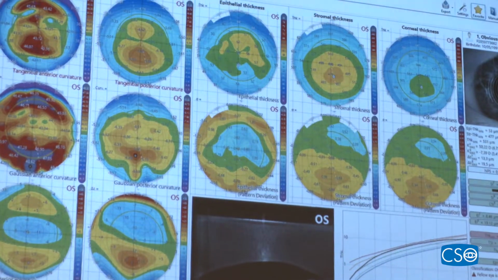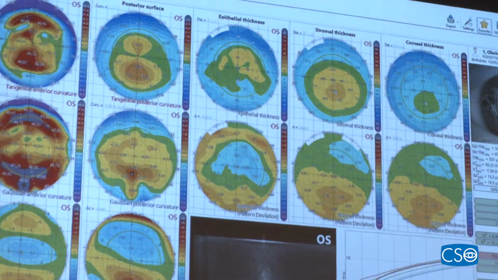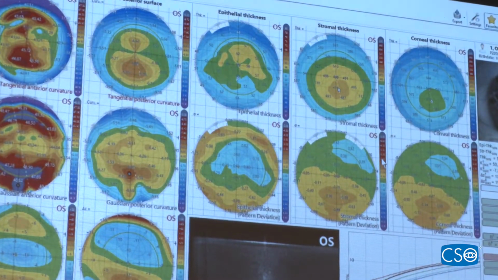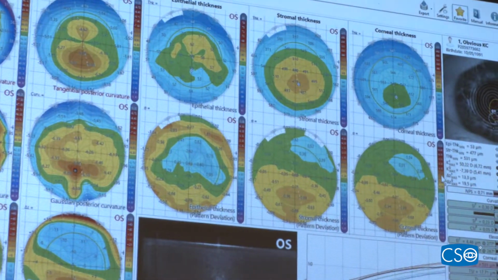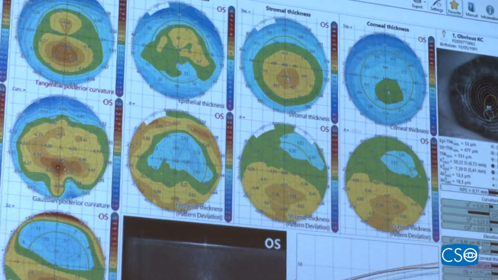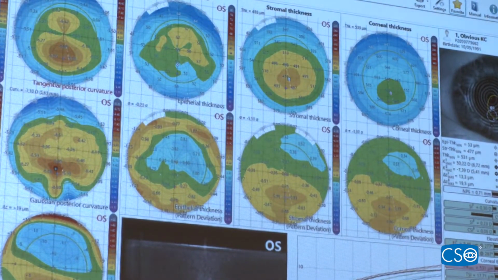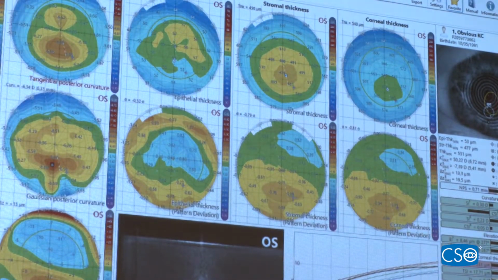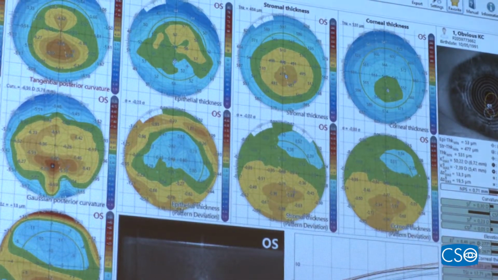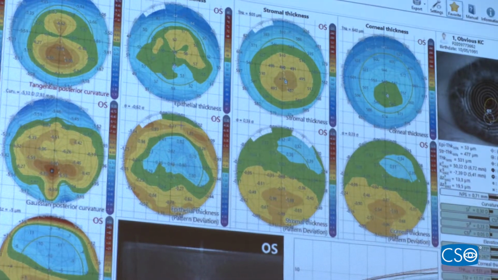Stromal thickness, which is the actual stromal thickness, and the pattern deviation, and corneal thickness and the pattern deviation. So you can see that the pattern deviation of this cornea is thinner than average inferiorly on the stroma. Okay, so already you're making notes in your mind.